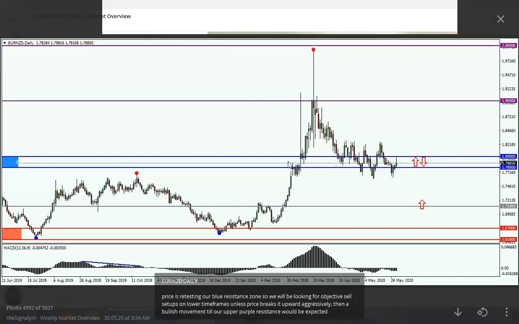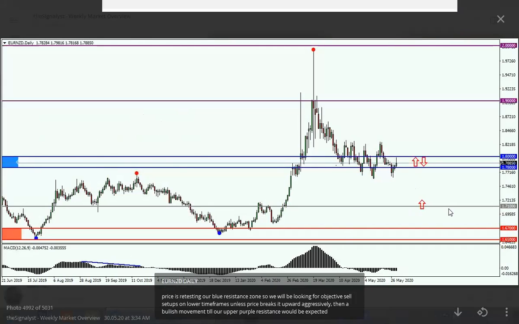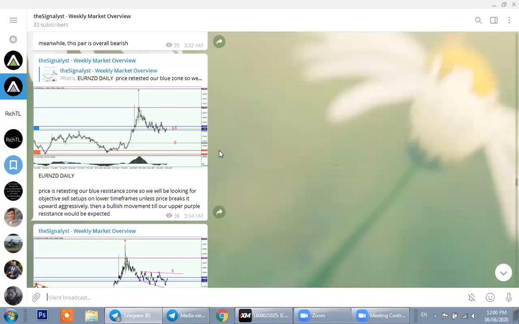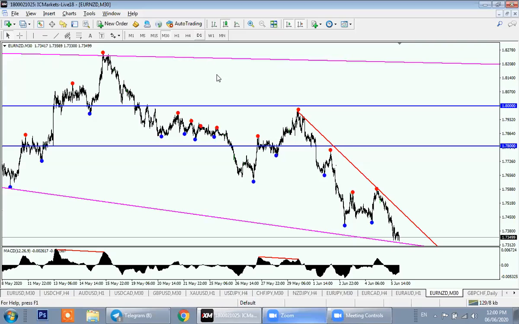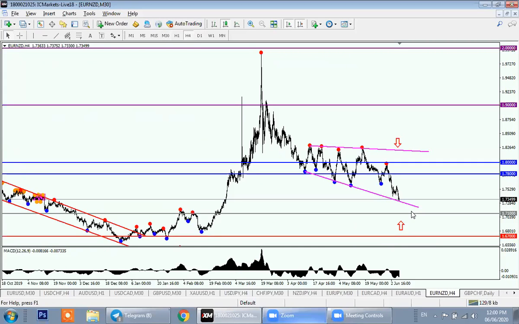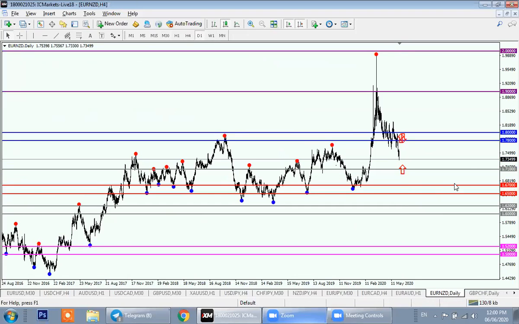As mentioned on daily time frame, we were looking for sell opportunities, and our next support would be our 1.71 support. And price is now trading inside this megaphone. Let's look for updates. Here we go. Price is still trading inside our purple trend lines, and now it's approaching our lower purple trend line. So we'll be looking for objective buy setups, keeping in mind that it's better for Euro NZD to reach our next horizontal support, 1.71, 1, 2, 3.